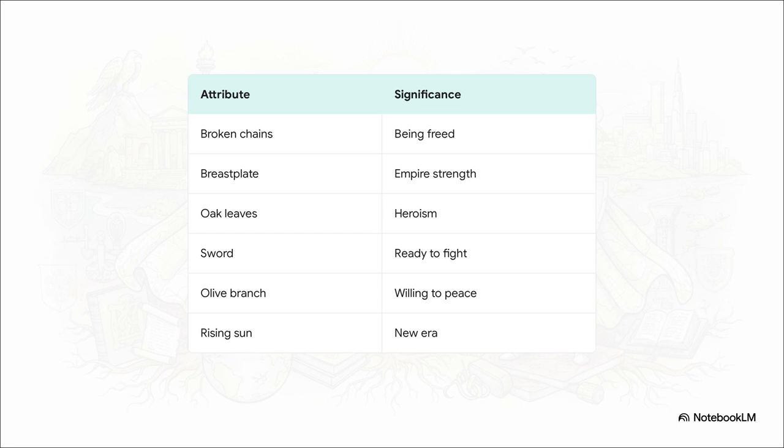A sword indicates a readiness to fight, but, and this is a big but, an olive branch wrapped around that sword shows a willingness to make peace. The black, red, and gold tricolor flag represents the liberal nationalists of 1848, and those beautiful rays of the rising sun in the background, they signify the very hopeful beginning of a new era.